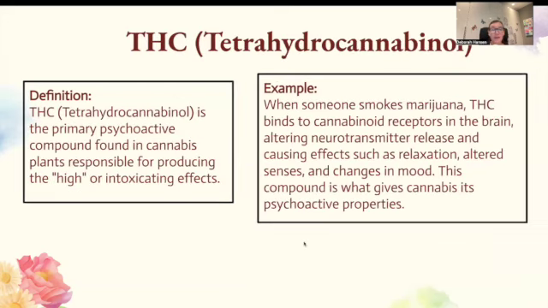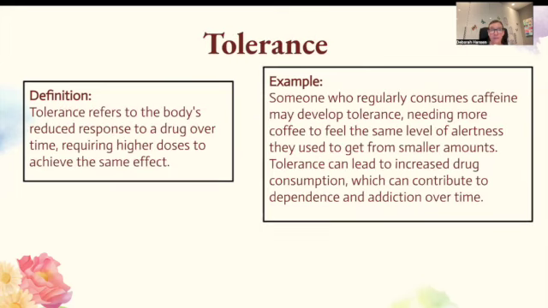THC. THC is the primary psychoactive compound found in cannabis plants, responsible for producing the high or intoxicating effects. When someone smokes marijuana, THC binds to cannabinoid receptors in the brain, altering neurotransmitter release and causing effects such as relaxation, altered senses, and changes in mood. This compound is what gives cannabis its psychoactive properties.